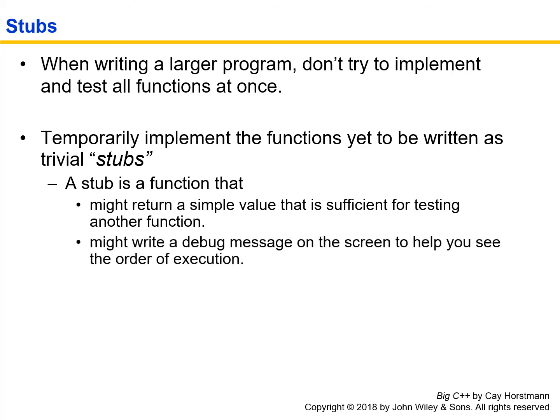And then it might write a debug message on the screen to help you see the order of function execution. Now executing function X, or in my previous example where we were writing to a database, but we don't know database coding yet in this class, you might just write a debug message to the screen that says writing to database, and then you say what information you're writing to the database. And that would be a stub function.